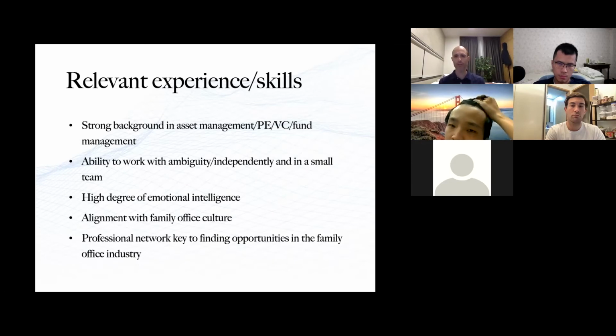And then also really finding an alignment with the family office culture. So understanding what the family is trying to achieve and making sure that that's something that you're okay with, that you're comfortable with, or even better, that you're passionate about if you agree with and align with their interests.